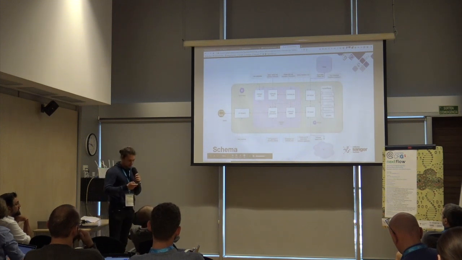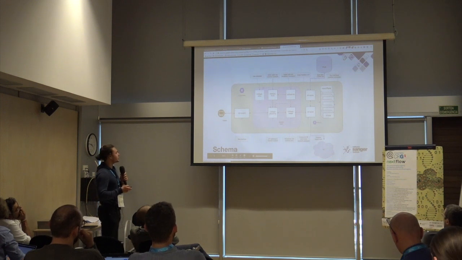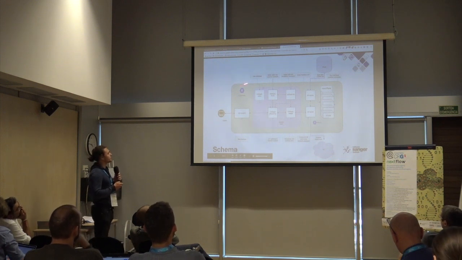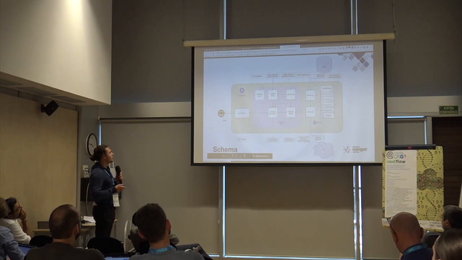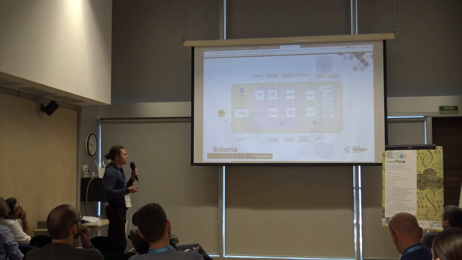So here is an architecture of the application. It has three main parts. The first one is the client-side part, the front-end. The second one is a generic abstract layer for running all kinds of jobs, so to say. And the third one is the actual Nextflow execution of pipelines.